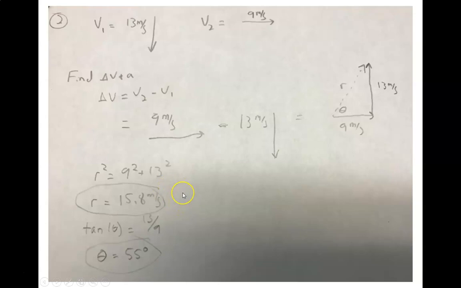tangent function. I forgot to actually find the acceleration on this. Once I know the delta V, we divide that by time, which was 12 seconds, and that would be the answer to our problem.